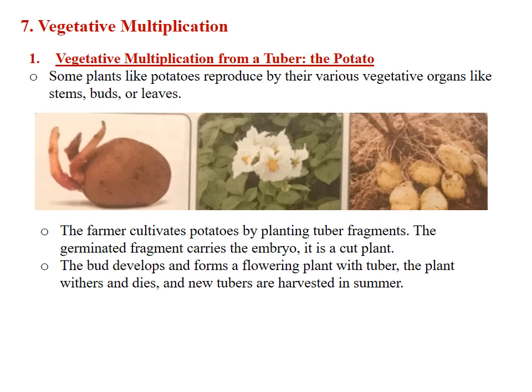The farmer cultivates potatoes by planting tuber fragments. The germinated fragment carries the embryo. It is a cut plant. Cutting is a technique which permits obtaining whole plants from fragments of a mother plant. The bud develops and forms a flowering plant with tuber. The plant withers and dies, and new tubers are harvested in summer.